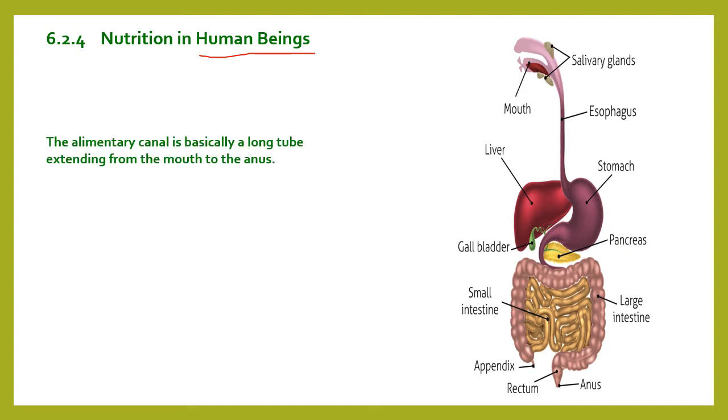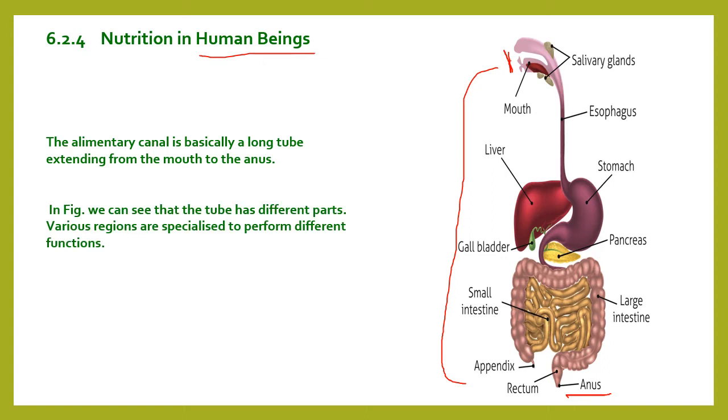See, the alimentary canal is basically a long tube extending from the mouth to the anus. It starts from here, okay, and from here to the end point is here. So the alimentary canal starts from mouth and ends at anus. From here, entry to exit. We will read all the steps of nutrition in human being.